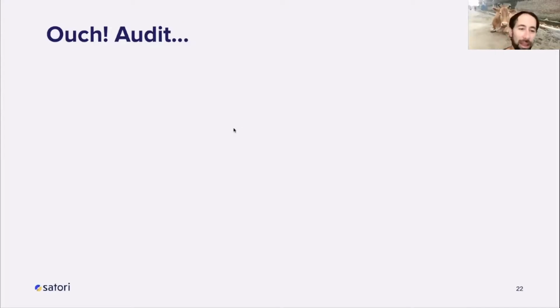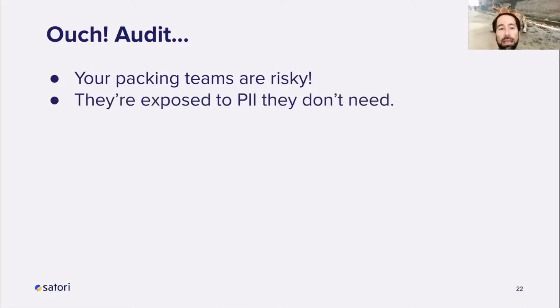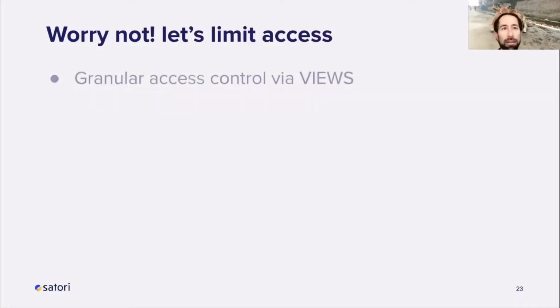Now, let's say there was an audit on papercatenator.io, and they're saying that the packing teams are risky. Why? Because they're accessing PII. Some of it they need, but some of it, like date of birth and passwords, they don't need, and we want to restrict them from that. So let's limit the access.